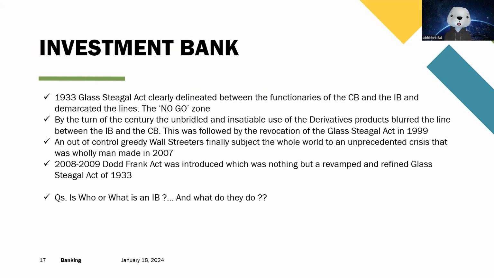The 1933 Glass-Steagall Act clearly delineated between the functionaries of the commercial bank and the investment bank and demarcated the lines, the no-go zone. Why should there be a no-go zone? Because a few of the for-profit people should not be allowed to gamble with public money. And that is why we need a clear distinction and separation between the commercial bank and the investment bank. Of course, by the turn of the century, the unbridled and insatiable use of derivative products blurred the line between the investment bank and the commercial bank.